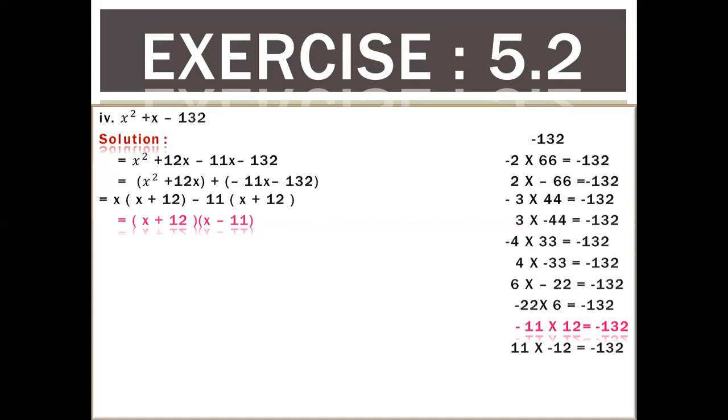Again, make the partners: x square plus 12x within one bracket. Then there is a positive sign, and minus 11x minus 132 in the other bracket. In the first bracket, we have x common, and in the second one, we have minus 11 common. You see the sign, variable, and constant term are the same within the brackets. x plus 12 and x plus 12. We take x plus 12 common and x minus 11 is left there. The factorization of x square plus x minus 132 is x plus 12 into x minus 11.